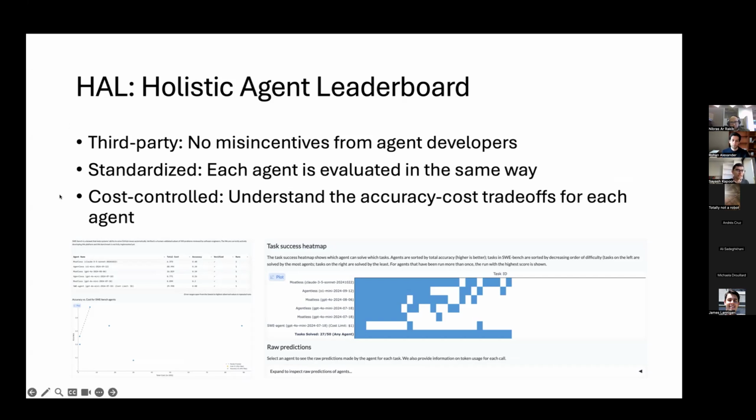So on the bottom left, you can see in a very small font, this Pareto curve that is automatically generated for every single agent evaluation.